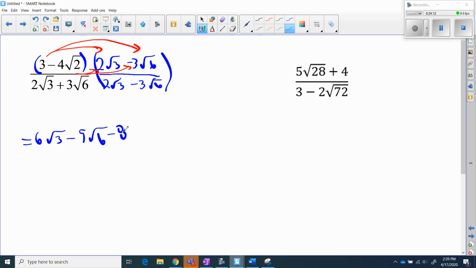This one times this one. Negative 8, that's your coefficients. The square root of 2 times the square root of 3. Square root of 6. Minus 4 times minus 3 plus 12. Square root of 2 times the square root of 6. Square root of 12.